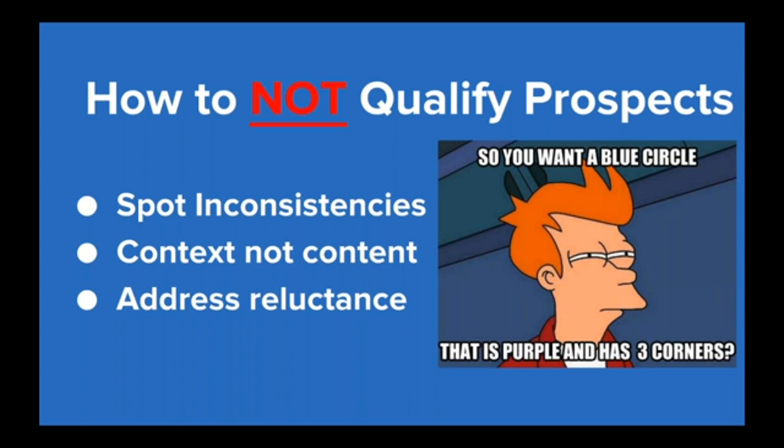And address reluctance. Part of the qualifying process is asking a lot of questions. What if the answers you're getting are really, really not specific? So you ask somebody, hey, how many users or licenses are you interested in? And they respond with a few. How long is the decision-making process? A few days. How quickly do you think we'll decide? Pretty soon. If they're giving you non-specific answers, and the more you press for details, the less specific they're getting, that is an incongruency. You want to spot that. You want to stop it.